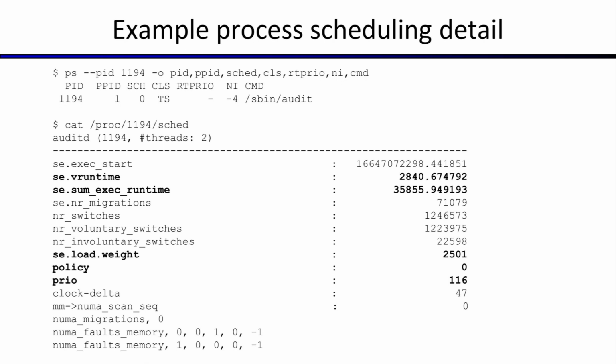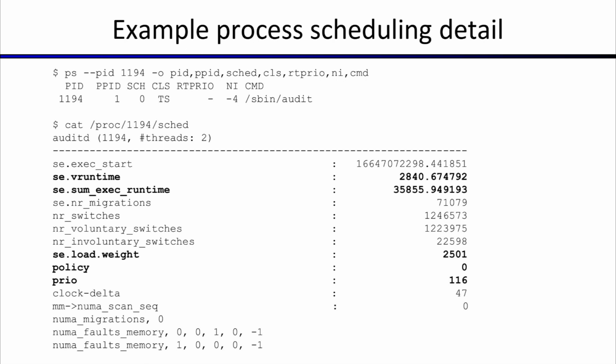The other fields that are interesting here are number of migrations. Number of migrations means how many times it actually got migrated from one CPU to another one. Number of switches. Switches means the task is running and you actually switched out of the CPU. And there are two kinds of switches. We discussed this already in scheduling as well. You have voluntary switches and involuntary switches.